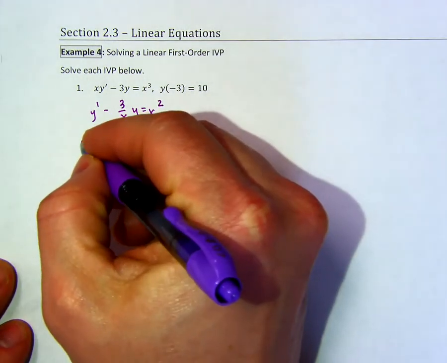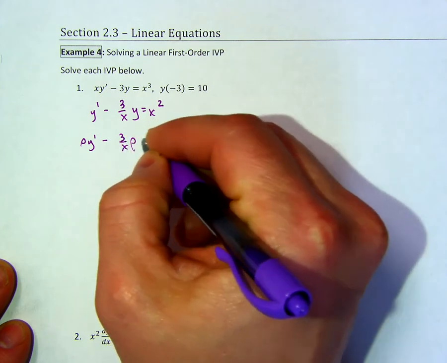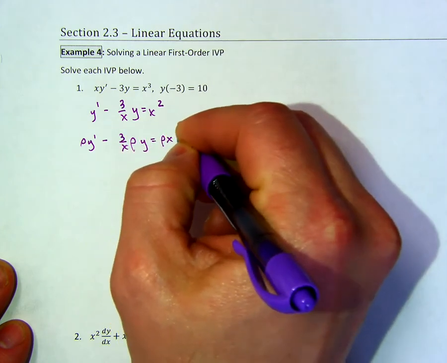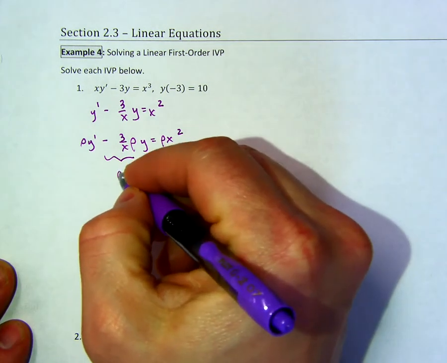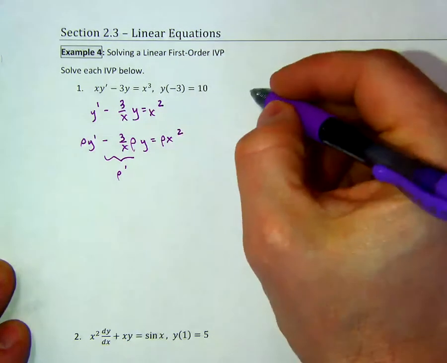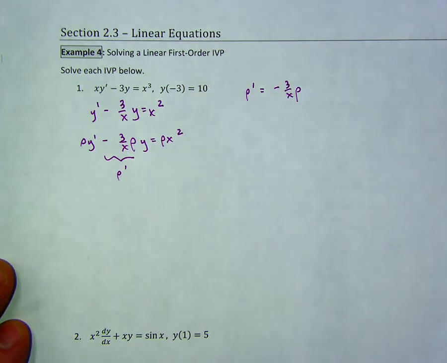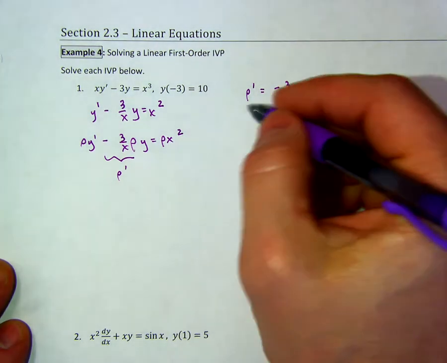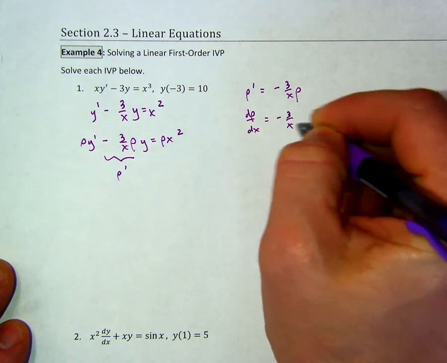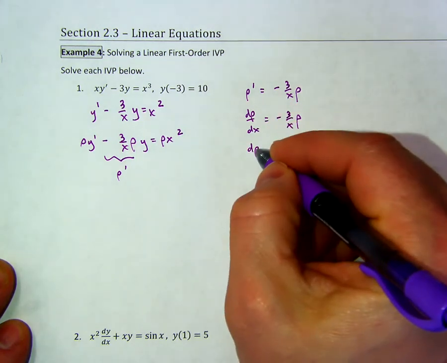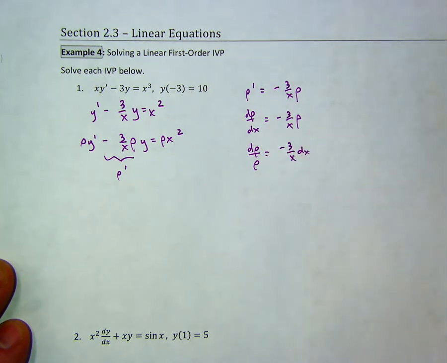All right, so let's see here. We'll multiply by our integrating factor. And this means we want the negative 3 over x rho. We want that to be rho prime. So let's do that off to the side. We want rho prime to be equal to negative 3 over x rho, which means d rho dx is equal to negative 3 over x rho. D rho over rho is equal to negative 3 over x dx.